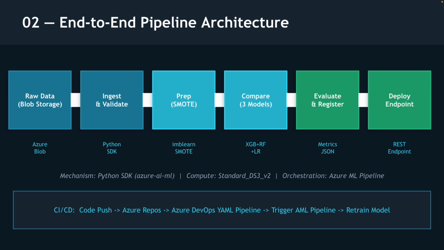All of this is authenticated using the Python SDK v2 on an Azure compute cluster. At the bottom, you can see the CI/CD loop, where the code is pushed to Azure Repos. DevOps detects the change and automatically triggers a new training run. This is the core principle of MLOps: automated, reproducible retraining.